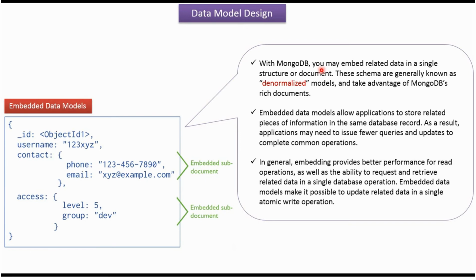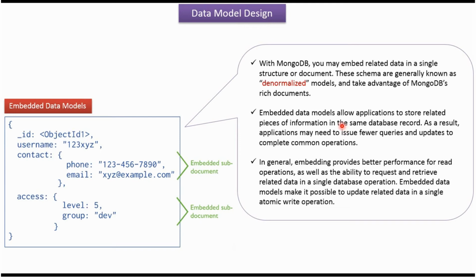With MongoDB, we can embed related data in a single document, like we have done here. The user related contact information and access information are embedded in the same document. And this schema is generally known as a denormalized model, and it takes advantage of MongoDB's rich documents.